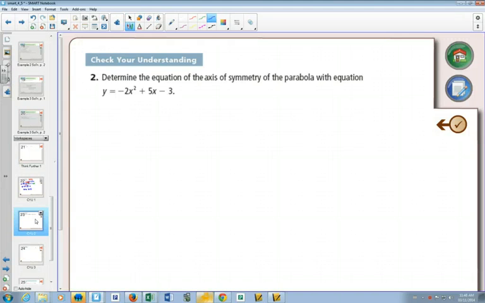Again, in the general form, you can't tell much about the equation. If we could change this to the standard form, then you could find the vertex, and from that vertex, you could get the axis of symmetry. So we need to complete the square again.